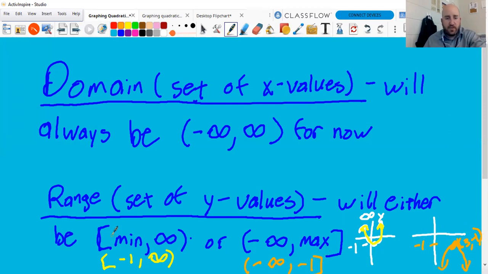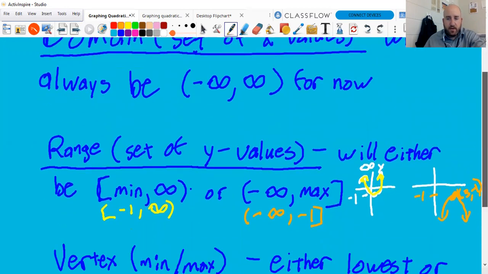The thing to note here too is when I actually have a number instead of just negative infinity, positive infinity, when I actually have a number here for my range, I use a bracket, not a parenthesis. So the kind of half square, half rectangle looking one instead of a parenthesis.